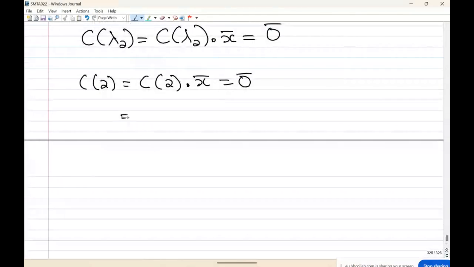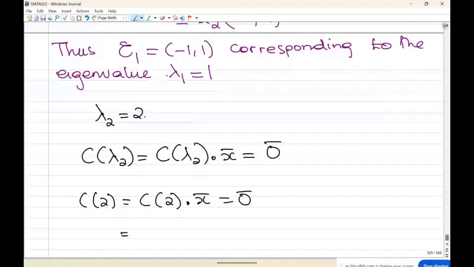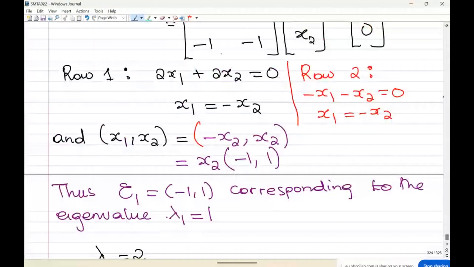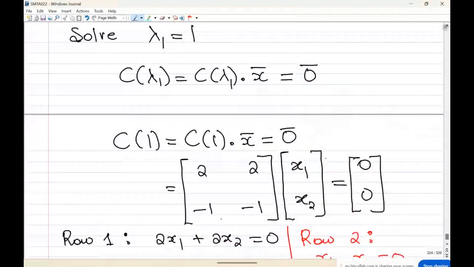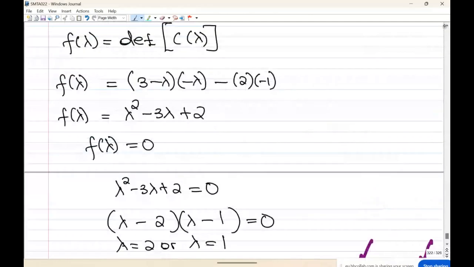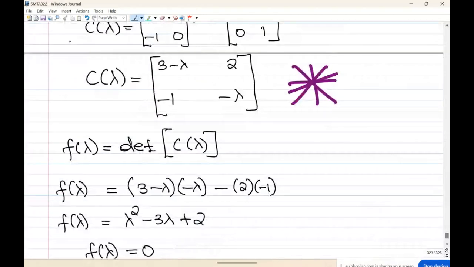Then now you go back again to the original characteristic matrix. You replace where there's lambda by 2. I'm going up, colleagues, on this star. On this star, replace where there's lambda by 2, positive 2.